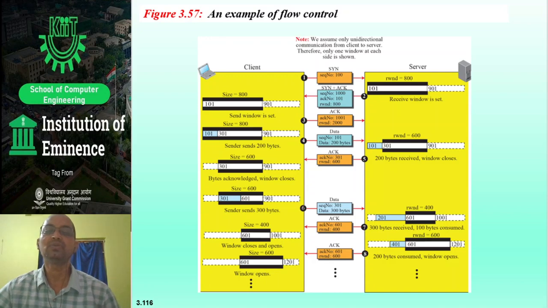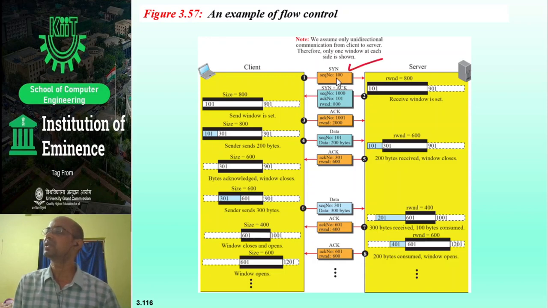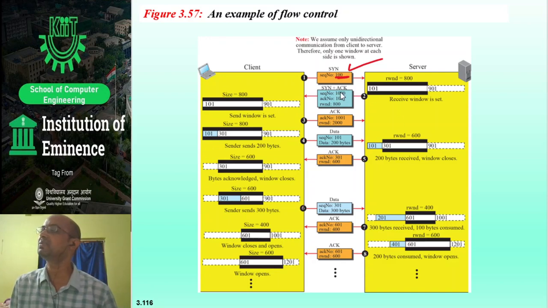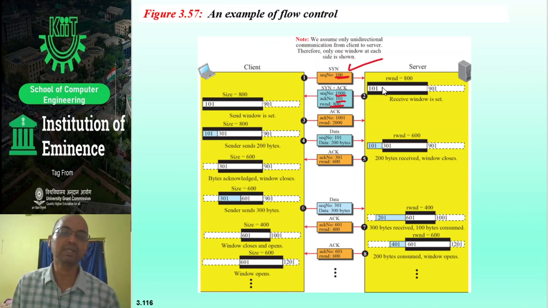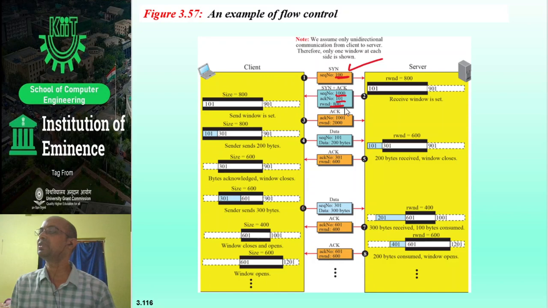Now let us discuss one example related to flow control. If it is visible to you, this is the first SYN message, which announces that the sequence number is 100. The sender receives a SYN plus ACK, where the ISN from the receiver is 1000, acknowledging 101, and this is the window size 800, meaning the receiver window RWND is 800. It informs the sender that you can send a maximum of 800 bytes, that is my window size, otherwise there will be some congestion, I cannot keep it in my buffer, I can drop it. So after receiving this, the sender adjusts its window to 800.